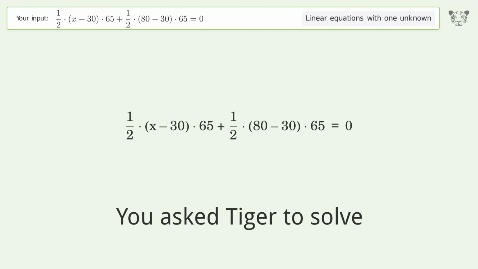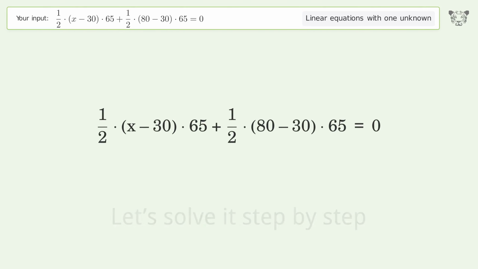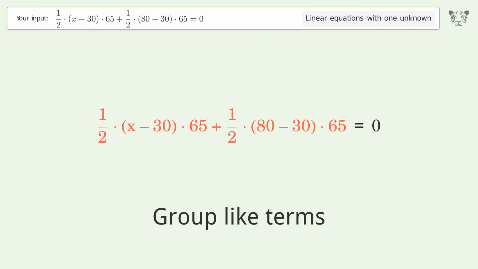You ask Tiger to solve. This deals with linear equations with one unknown. The final result is x equals -20. Let's solve it step by step. Simplify the expression. Group like terms.